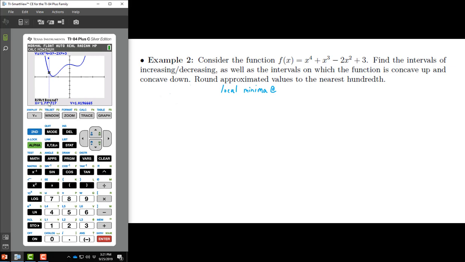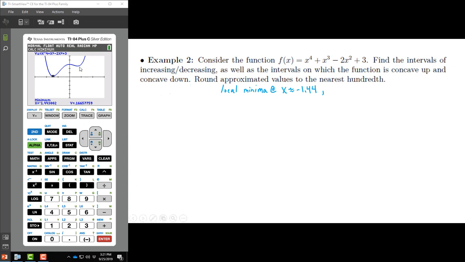Then it asks you for a right bound. Get somewhere to the right of it and hit enter. And then it asks you for a guess. That just means get in the neighborhood of your minimum, but it doesn't have to be perfect, and hit enter. And so what I get there is -1.44. So x is approximately -1.44. We're rounding to the nearest hundredth here because these values are not necessarily nice values, so we're just approximating. So -1.44.